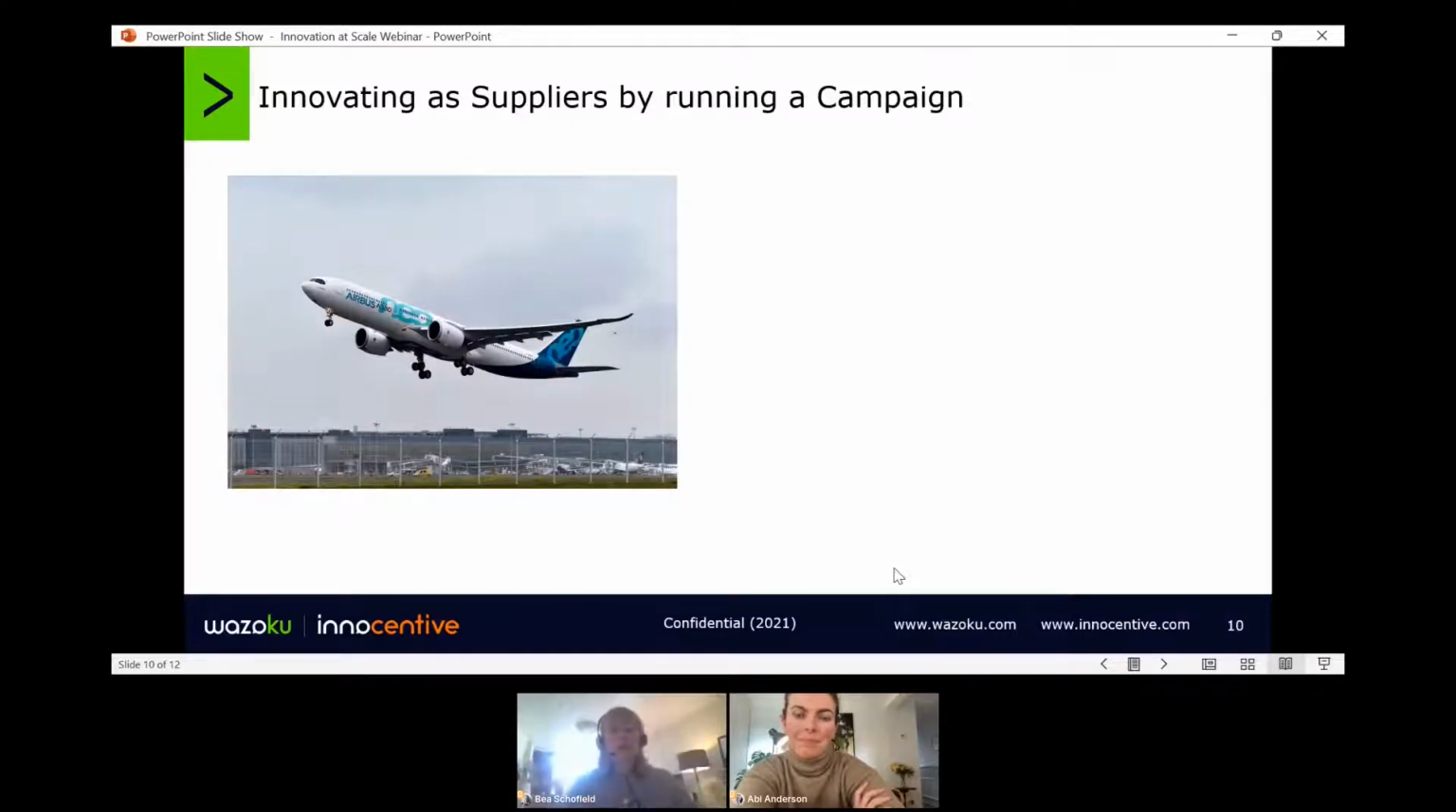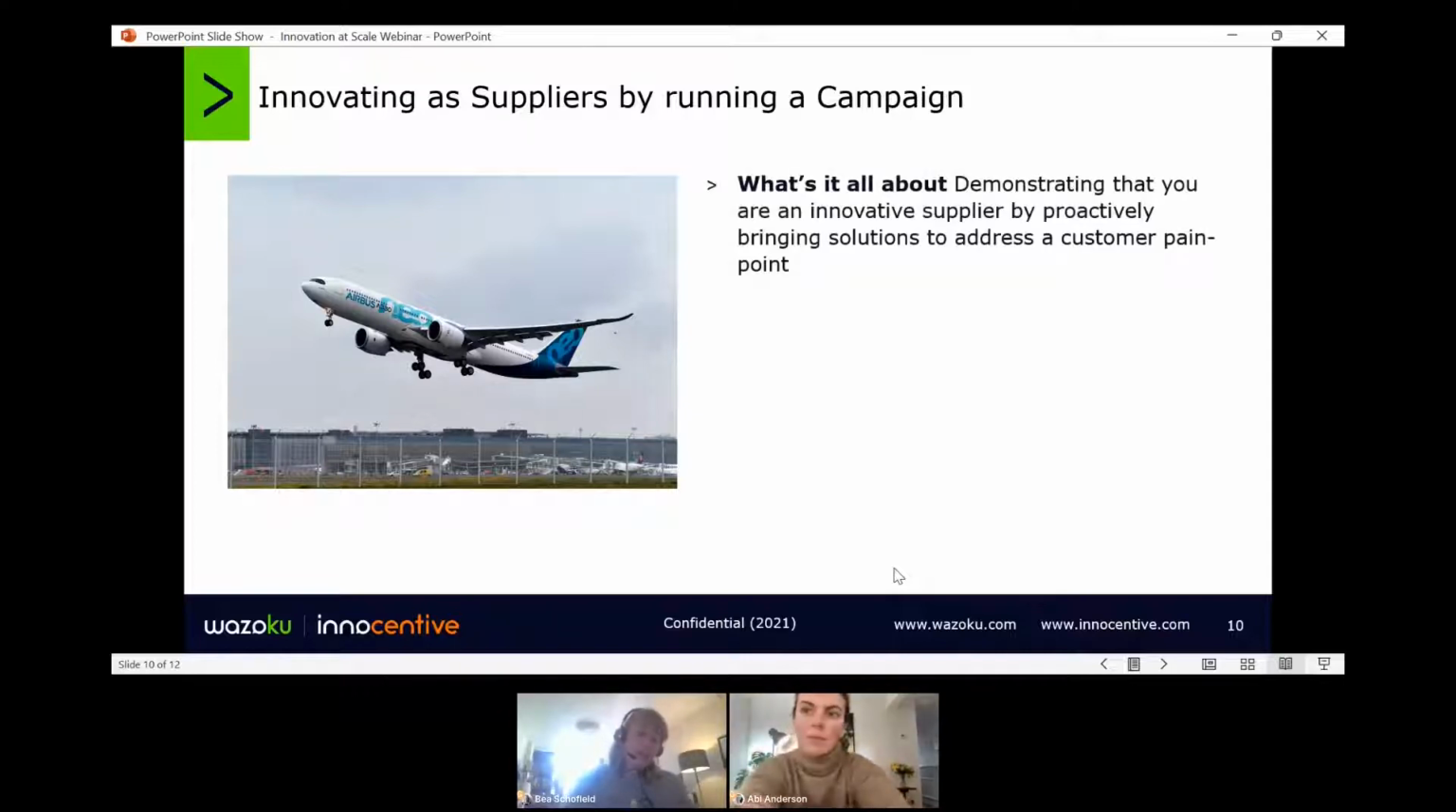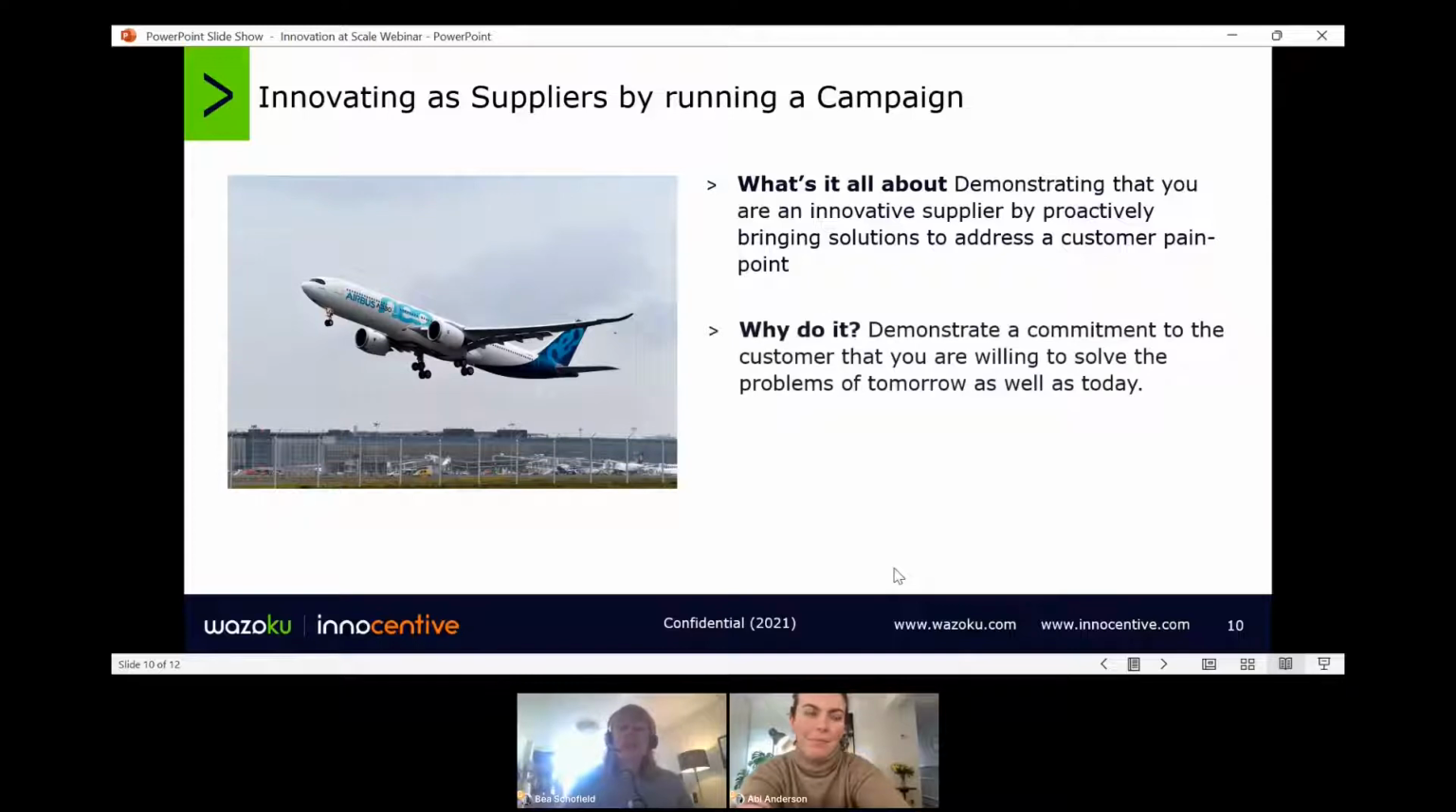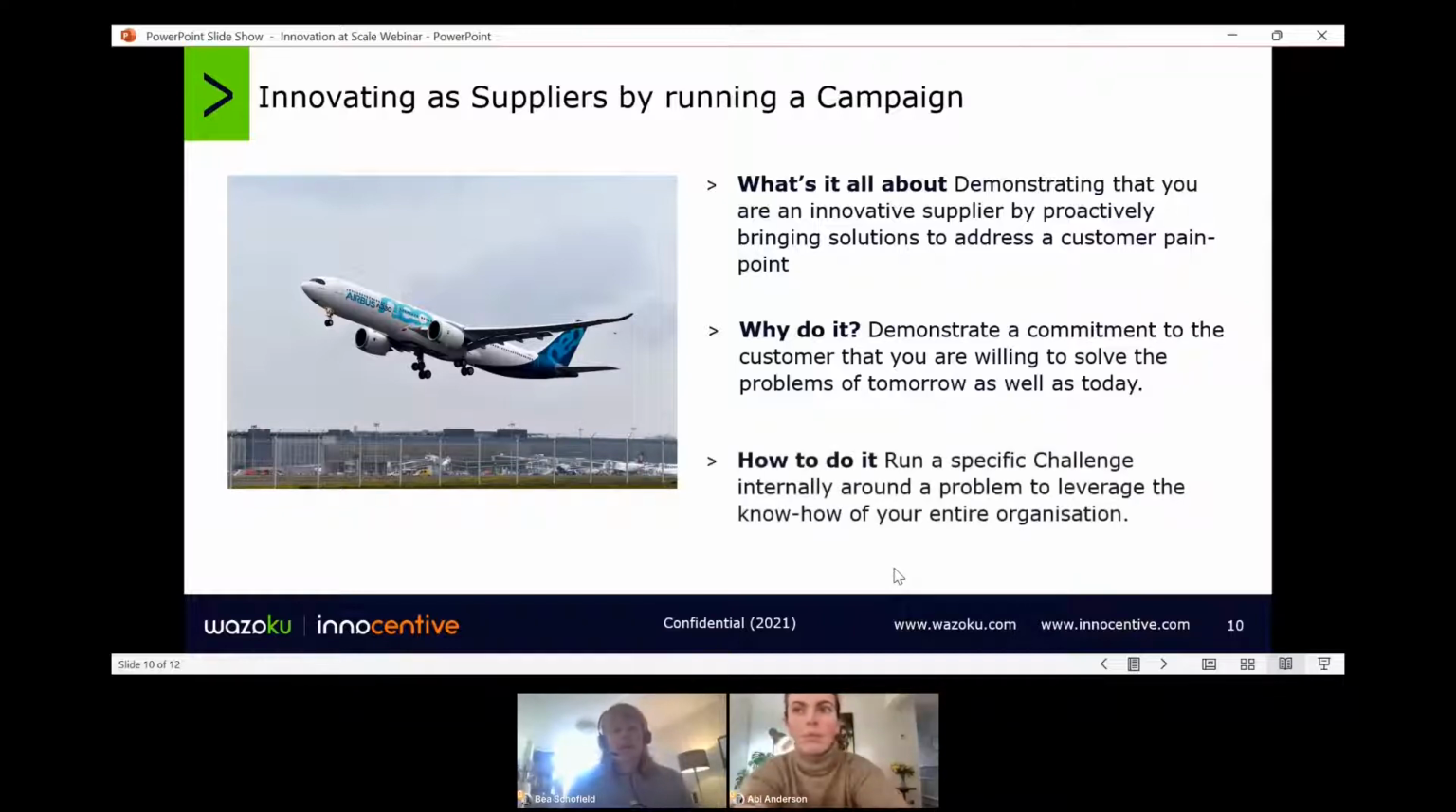But it's not just about continuous challenges. Back to what we were talking about earlier around challenges and challenge-driven innovation specifically, you can also innovate as suppliers by running a very specific campaign. So again, this is about demonstrating that you're innovative, that you can proactively bring solutions to address a customer pain point, and demonstrate a commitment to the customer that you're not just about solving and delivering a solution today, but you're thinking about the industry trends. And how you can do it, again, isn't just around a continuous process improvement challenge.